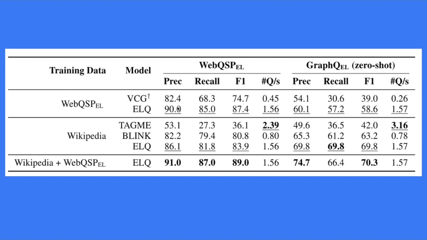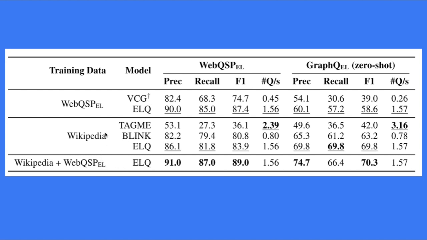Okay, so let's look at the first row. The difference between the first and second rows is that one uses the WebQSP database as training data. Because as I mentioned, when you train, you need to have a database that contains a lot of entities. They use this as their entity database. And in the second row, they use Wikipedia as the entity database to train the model. And the third row is where they combine these 2 databases into one and do the training.